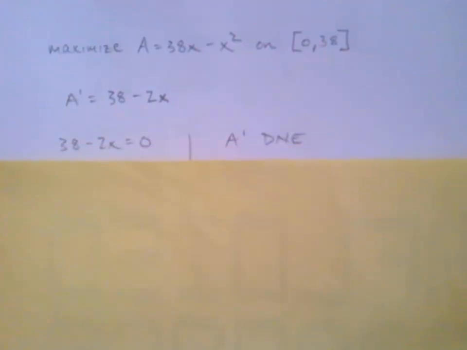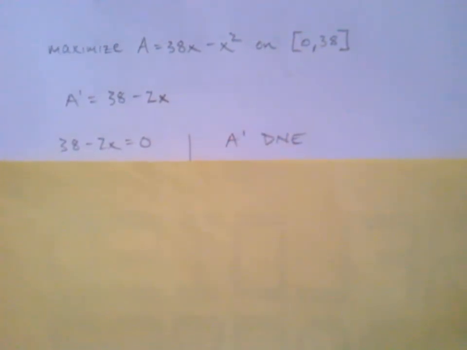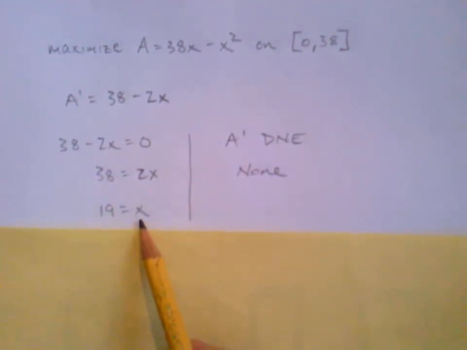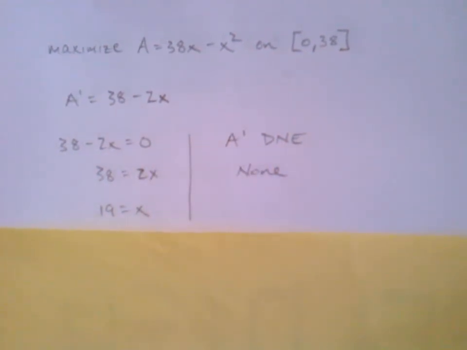We're going to set that equal to 0, and we're going to think about when it might not exist. Well, setting it equal to 0, that goes pretty quick. X equals 19. Okay. And when might that derivative not exist? Well, we're never dividing by x, so never. We get the one critical value.